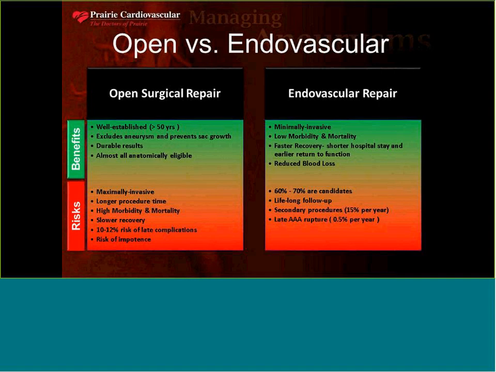Not everybody's a candidate for endovascular aneurysm repair, but as technology evolves, we have new devices so we can treat more and more people. Anyway, long follow-ups. These patients come back every year and get a CT scan.